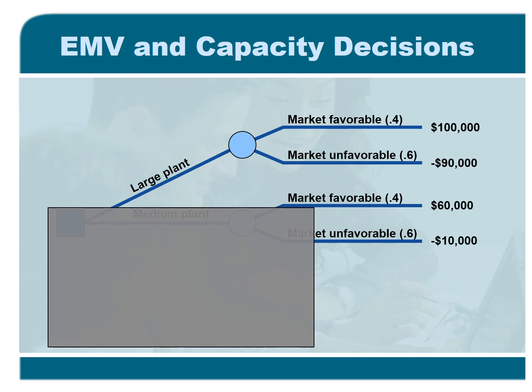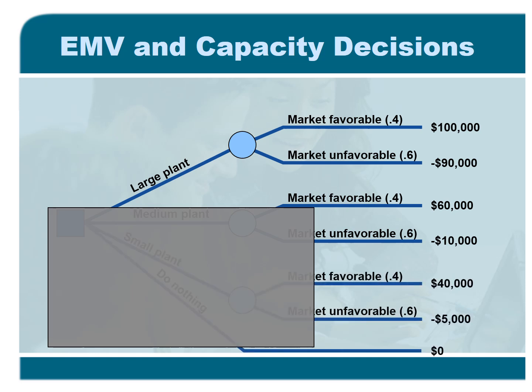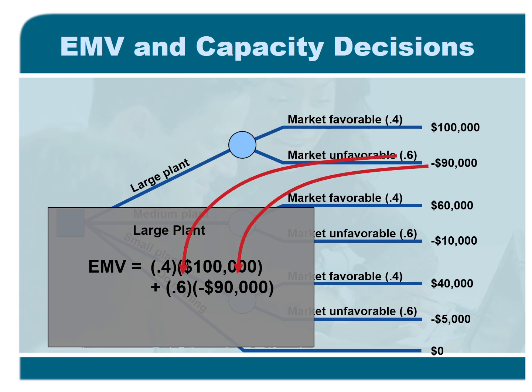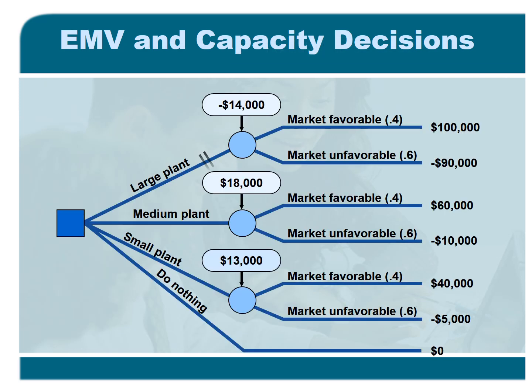Large plant would net us an EMV of minus $14,000. A medium plant would net us a positive $18,000, and a small plant would net us $13,000. So the best decision here would be the $18,000, or make a medium-sized plant. Even with market unfavorable, it's still not bad for a loss.